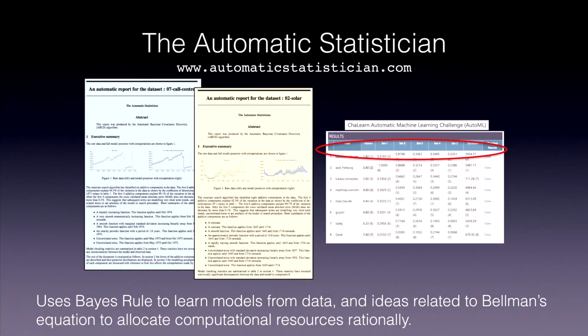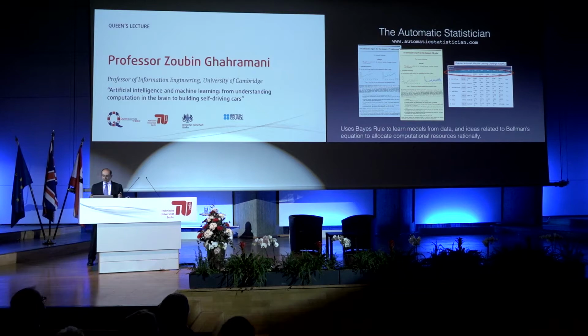And here are just some examples of the first page of a couple of reports generated by the Automatic Statistician. These automatically generated reports are 5 to 15 pages long, with text, plots, tables explaining the patterns, and so on, and ending with a section on model checking, which tries to test the assumptions of the model. And more examples can be found on the website.